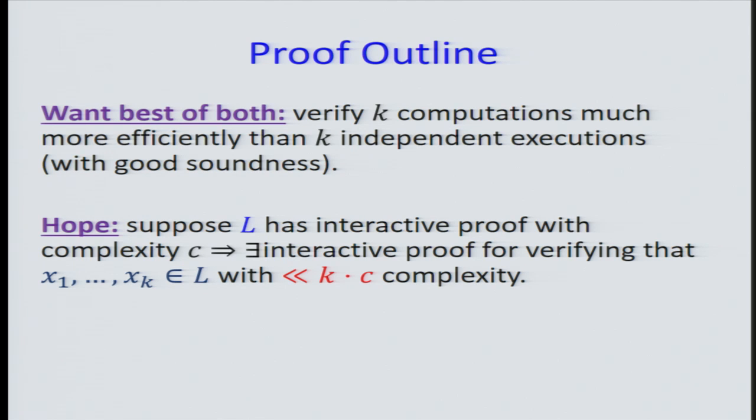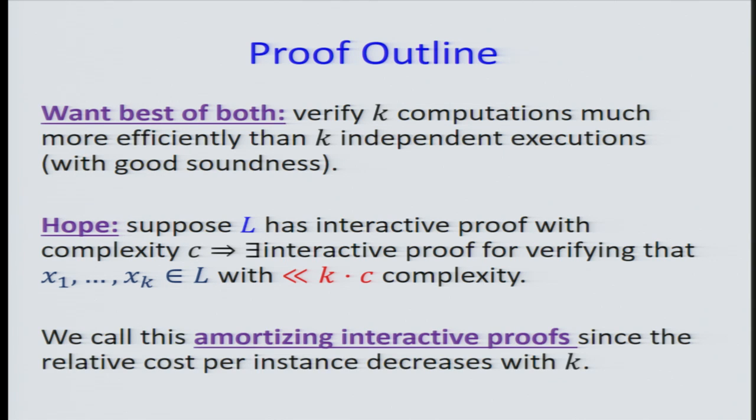And we get pretty close to achieving this, good enough for our application. We'll see exactly why. We can do this for a specific type of interactive proof. We call this process amortizing interactive proofs. The reason is that if you can do this, then the cost per instance really goes down with k. The cost is much less than k times c, so the cost per instance is very small. This is called amortizing interactive proofs, and this is going to be the focus of the talk, how to do this kind of thing.